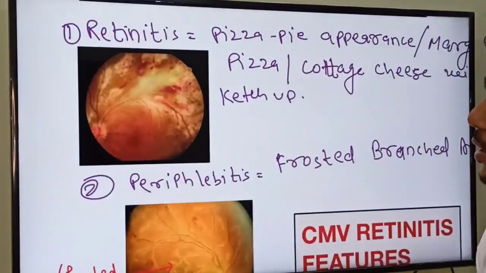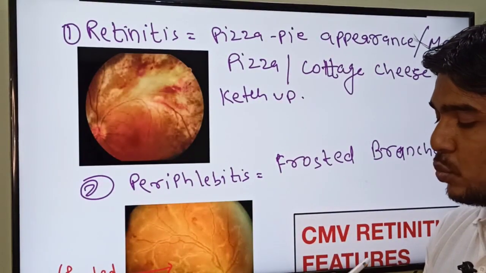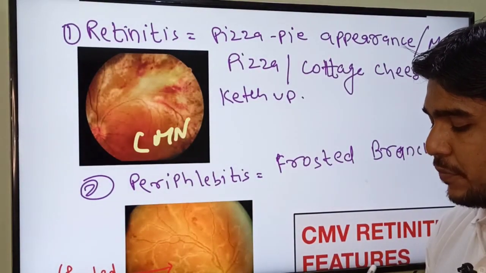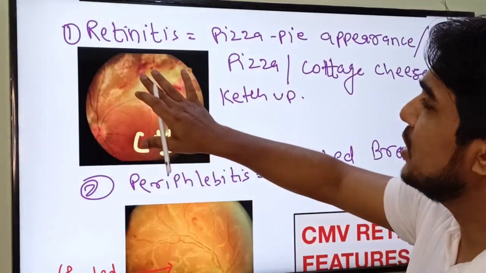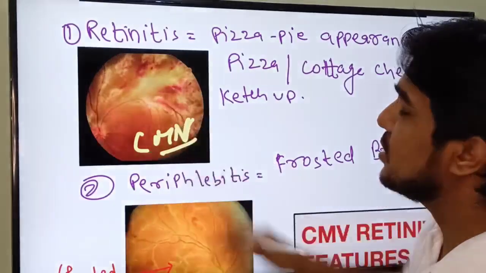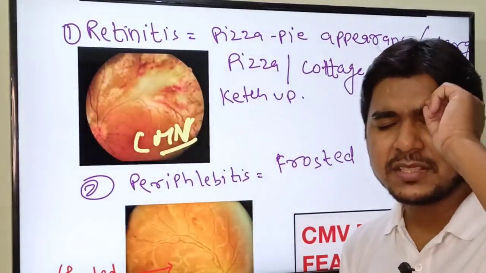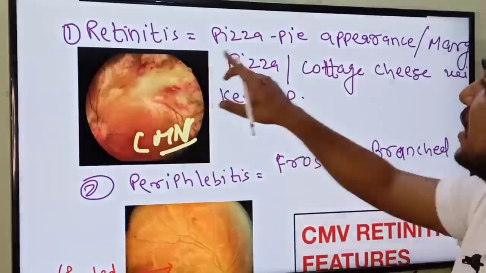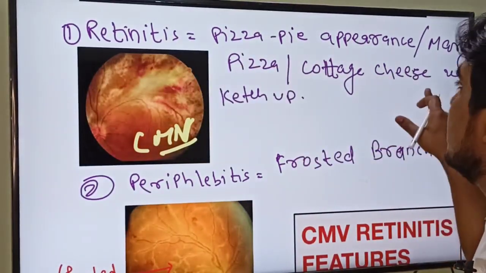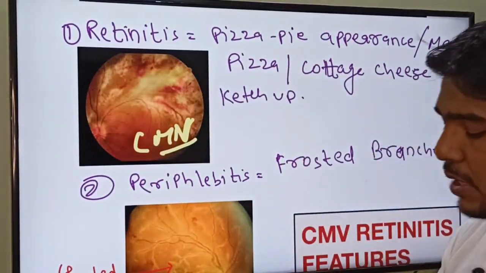These two things are nothing but CMV. This is CMV retinitis. Can you see this? Can you see these hemorrhages, exudations? But there is no vitritis. In CMV, vitritis is minimal. This is called retinitis with a pizza pie appearance, cottage cheese appearance.